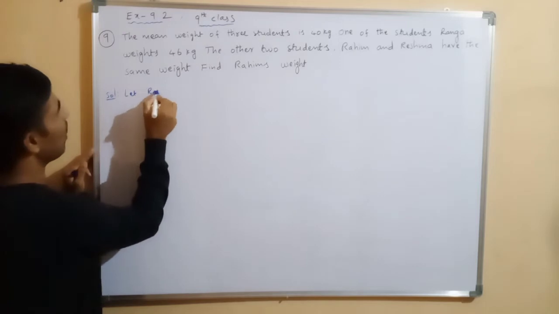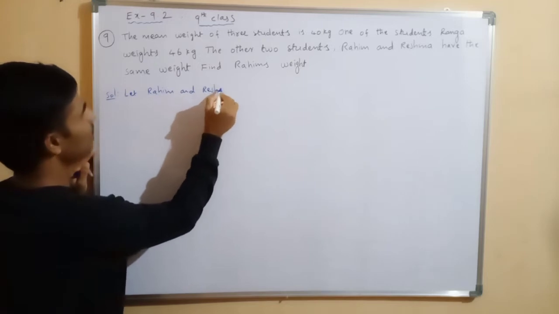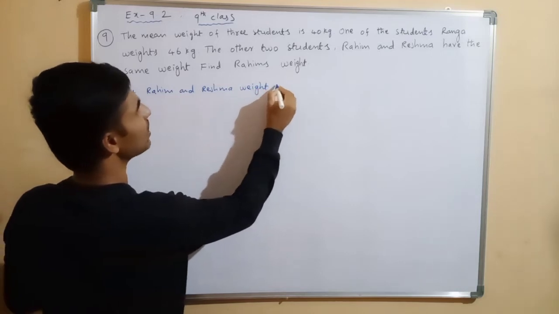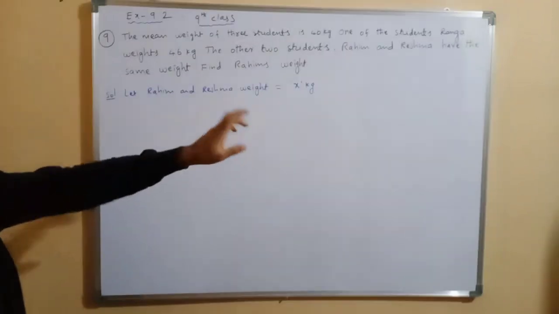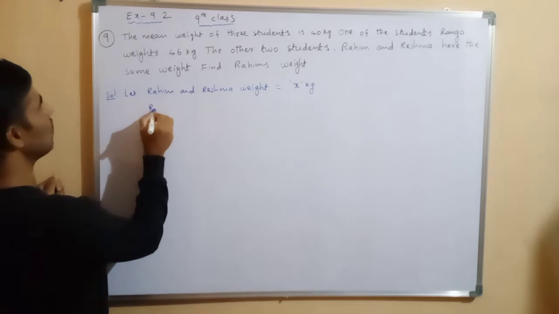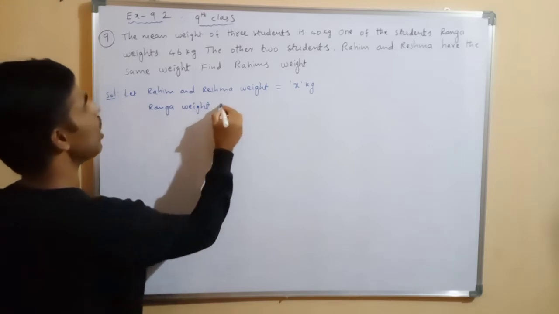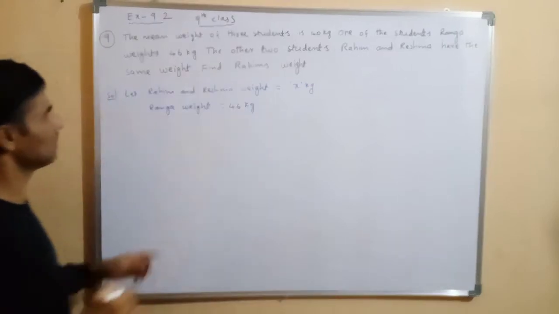So I am taking, let Rahim and Reshma weight equal to x kgs. We don't know that, so we take x kgs. Next, Ranga's weight is given. Ranga weight equals 46 kgs, given.